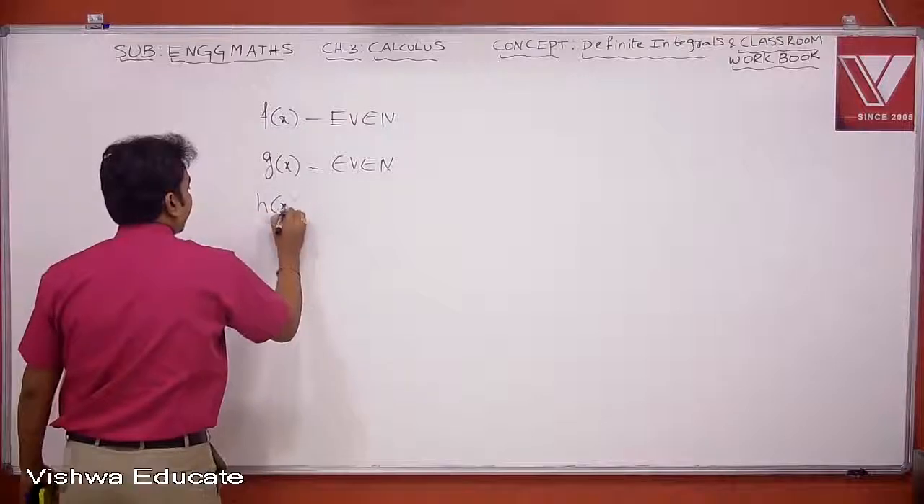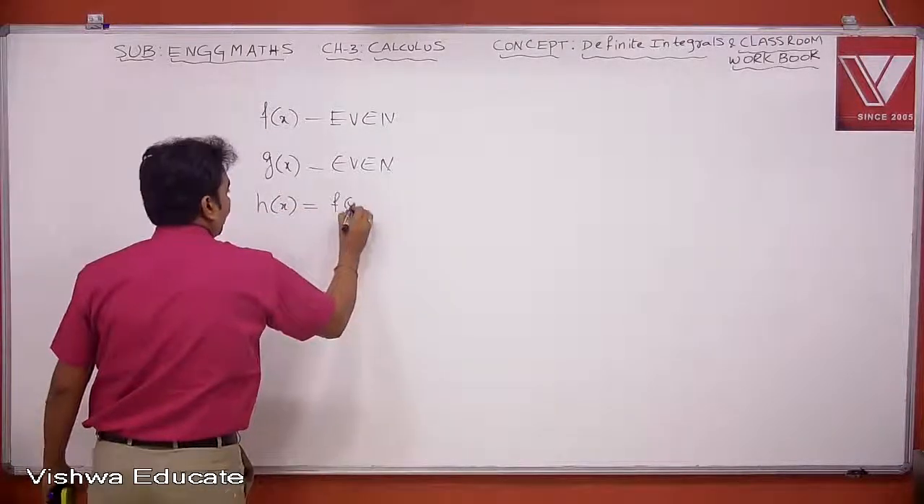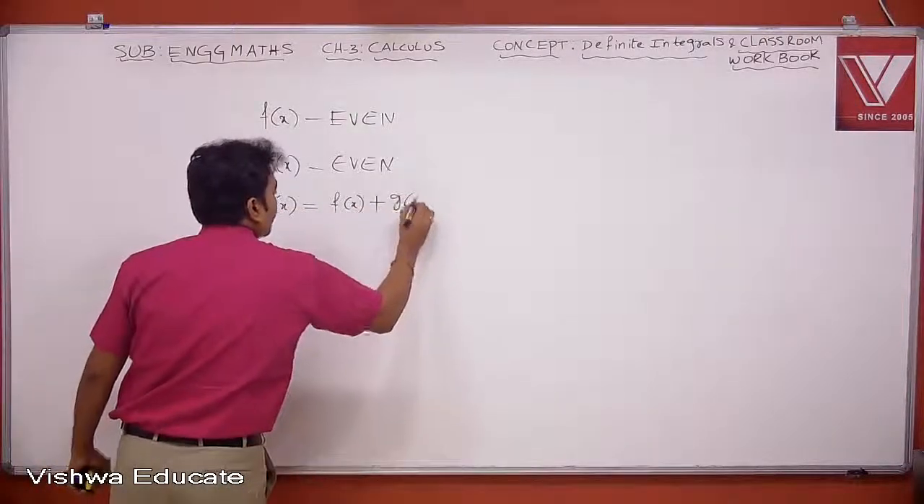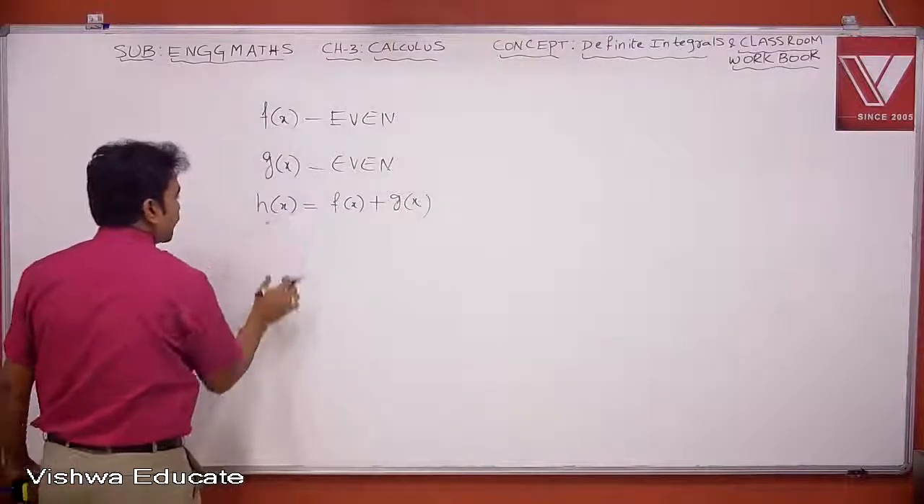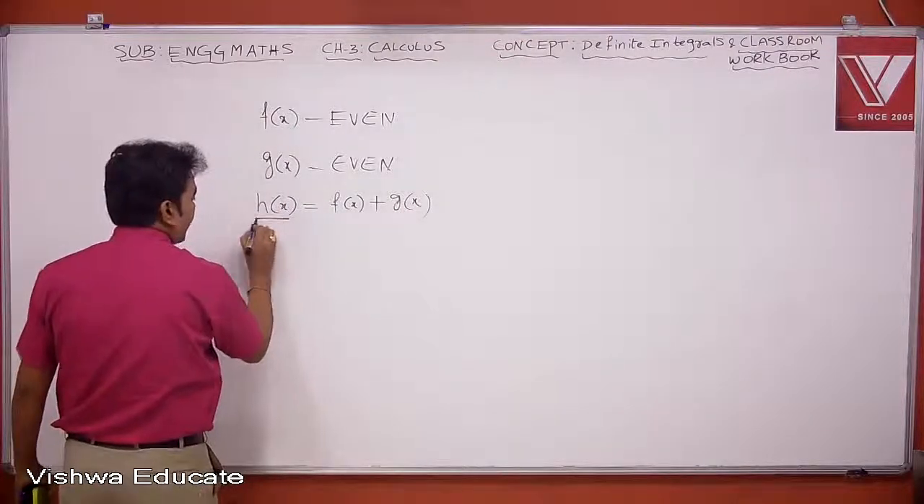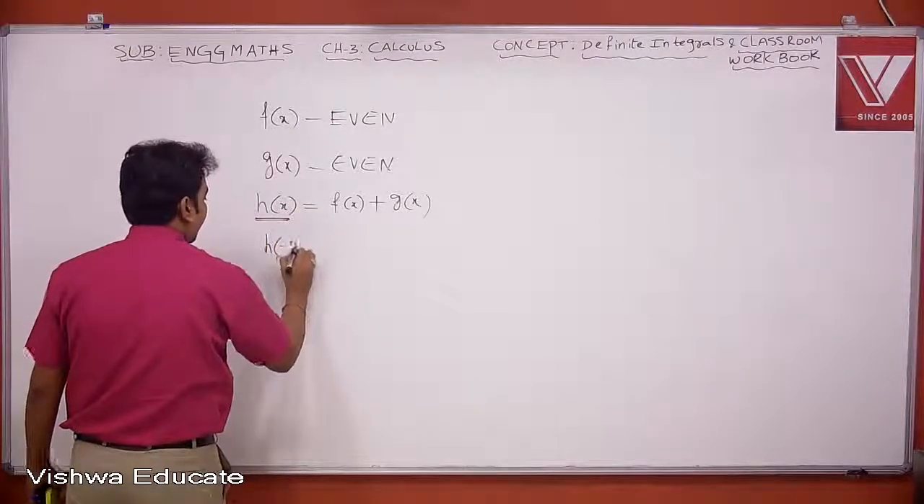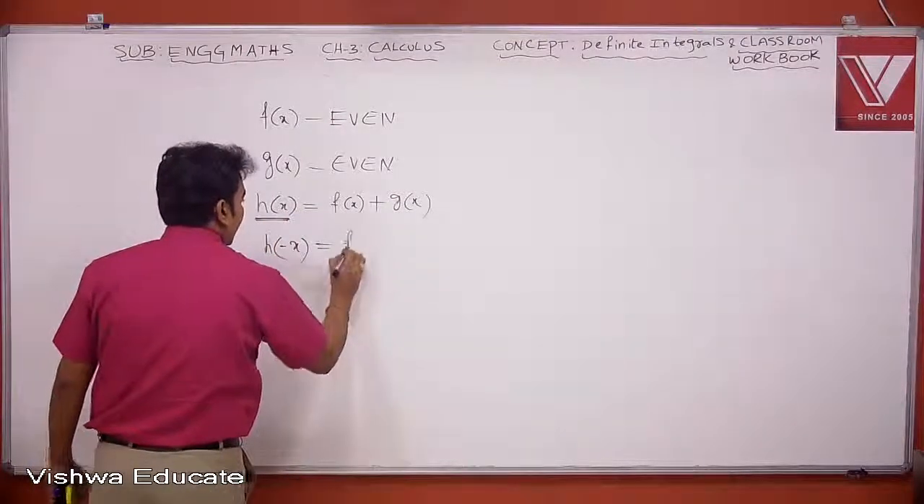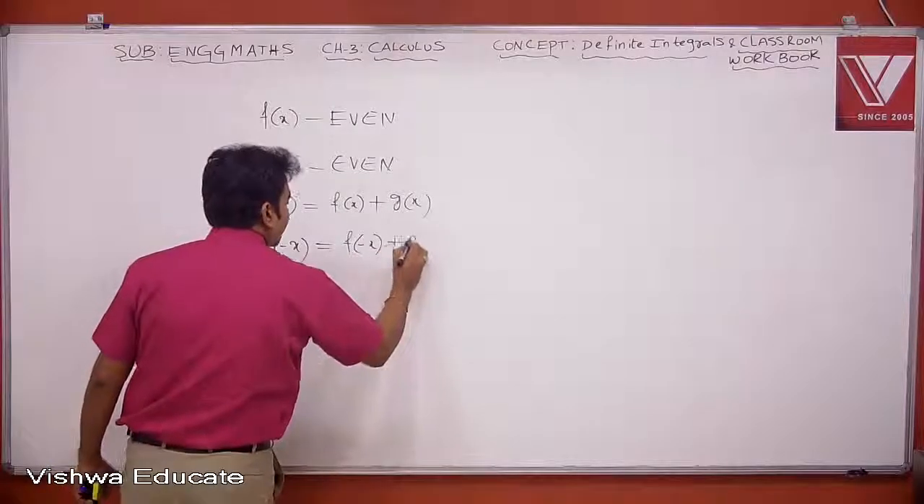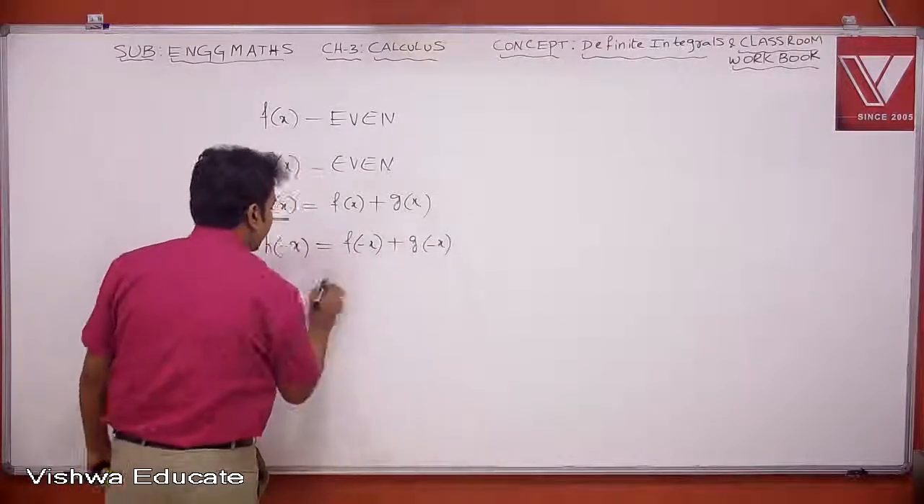So take h of x equal to f of x plus g of x. So that means sum of these two functions is h of x. Now let us prove that h of x is also an even function. So replace x by minus x. This becomes f of minus x plus g of minus x.